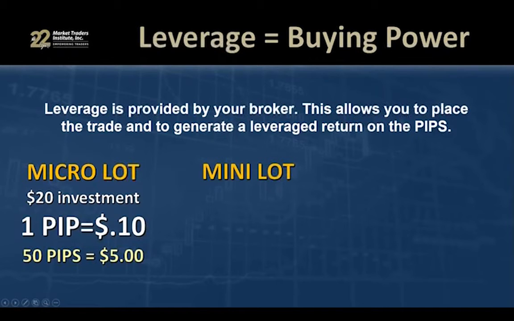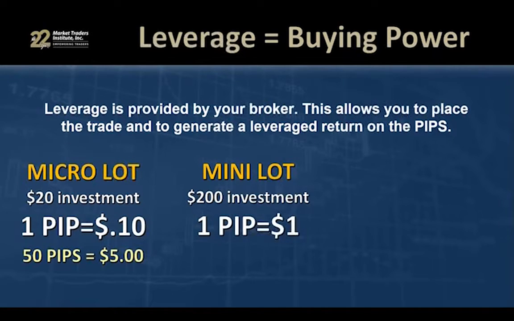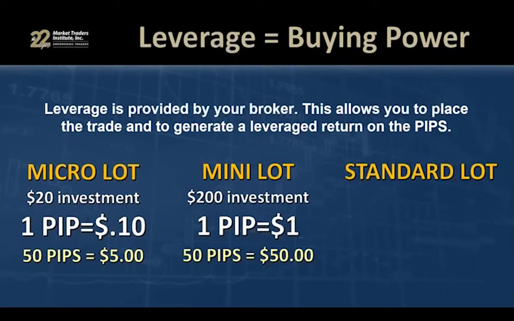Now we also have what are called mini lots. A mini lot is a $200 investment from your trading account. Each pip is now going to be worth $1. So if you capture 50 pips on a trade, you generate a profit of $50. Standard lot. Standard lot is the standard by which most traders strive to achieve in this market.